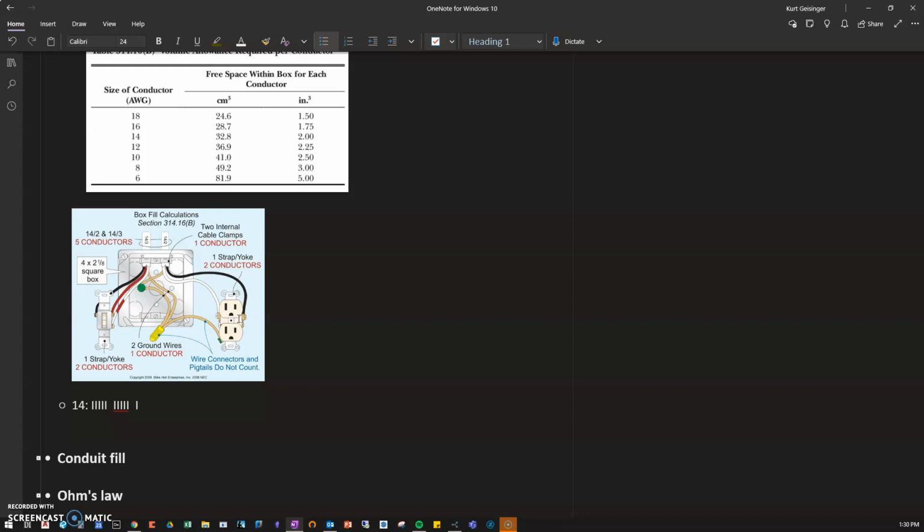So I have a total of what? 5, 10. I have 11 conductors in this box, right? If we remember, or if not, we check that we need to include 2 cubic inches for the number 14. I'm going to take my 11 conductors times 2. Naturally, that gives me 22 cubic inches. I need a box that can contain 22 cubic inches.